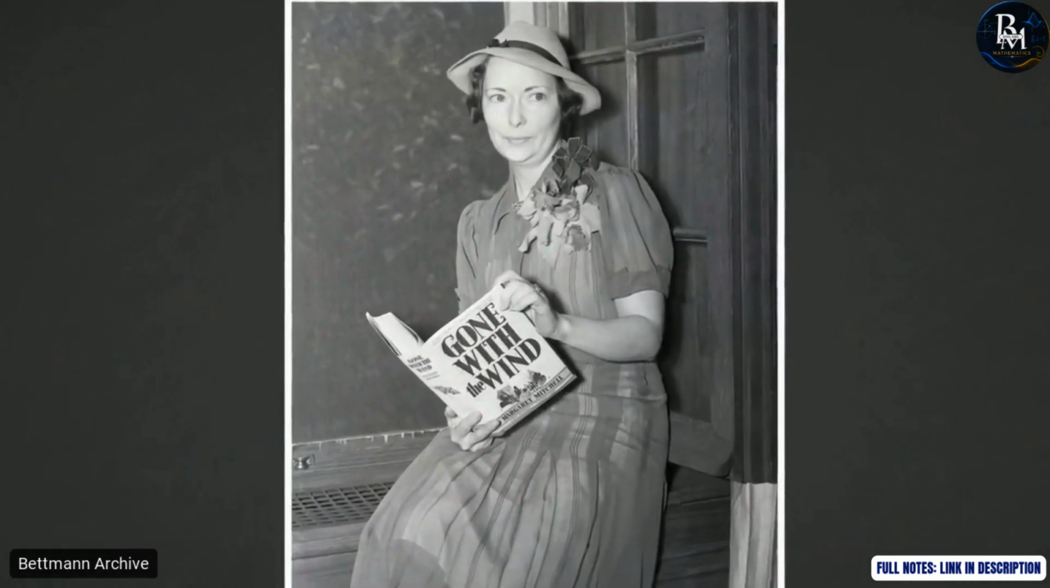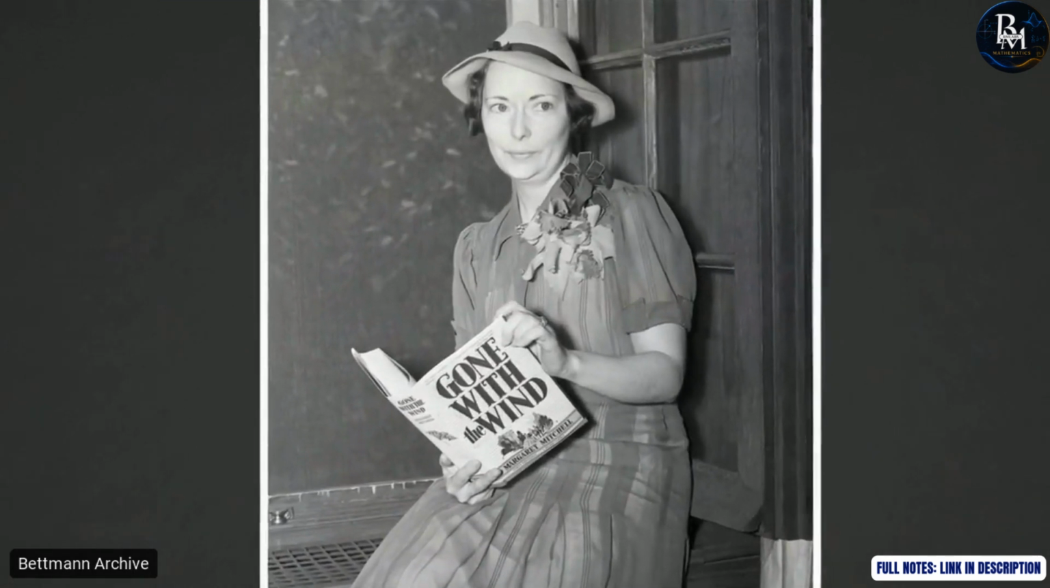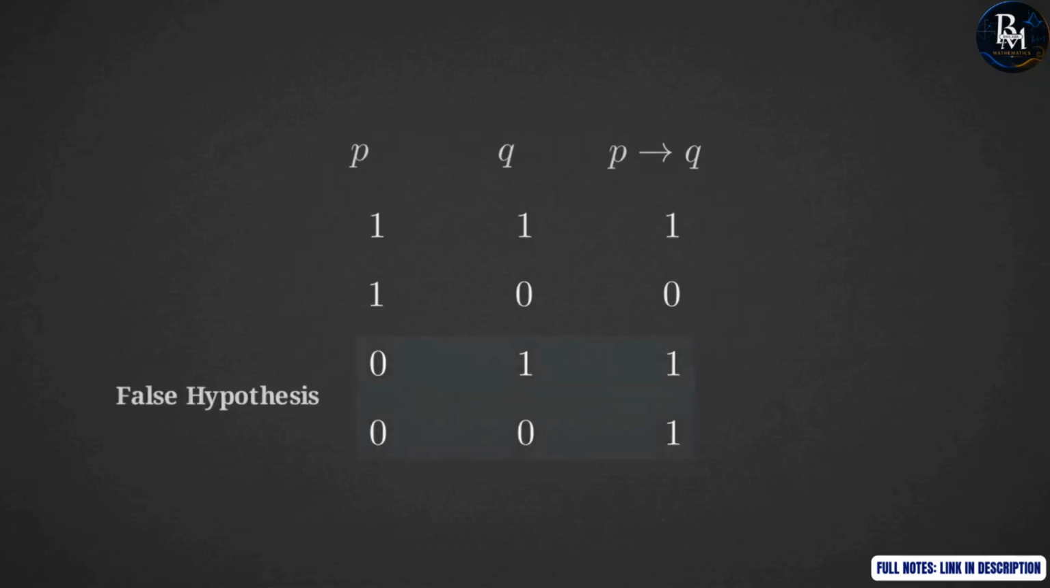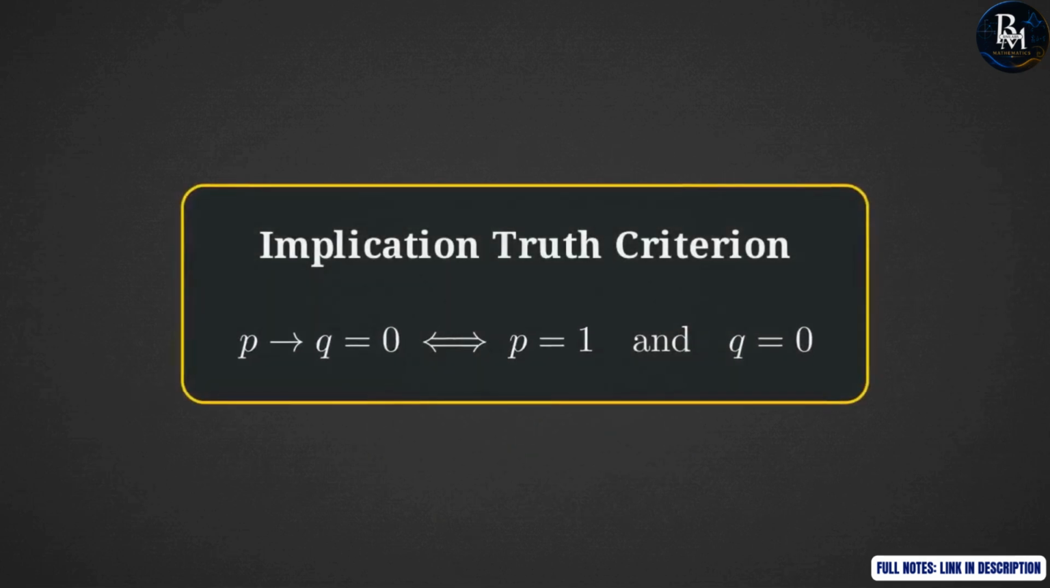If we assign a false statement to our hypothesis, like combinatorics is required, and a true conclusion, like Margaret Mitchell wrote Gone with the Wind, the implication remains true. A false hypothesis can never break an implication. That concrete criterion is the baseline rule for every logical proof you will write.